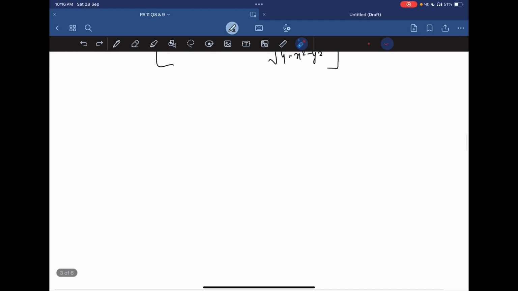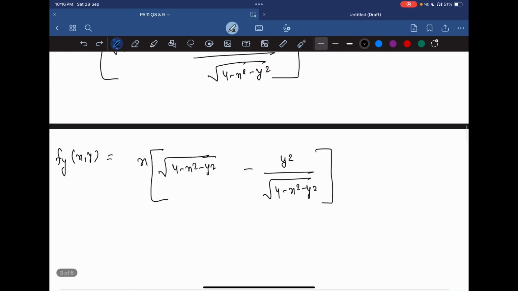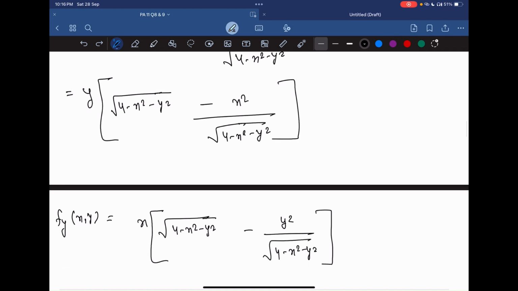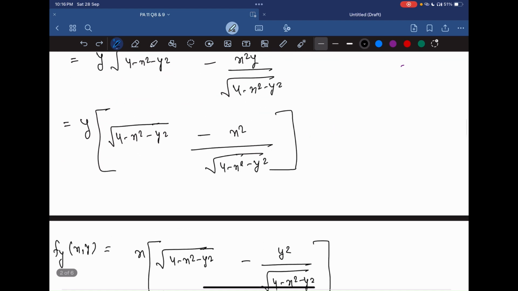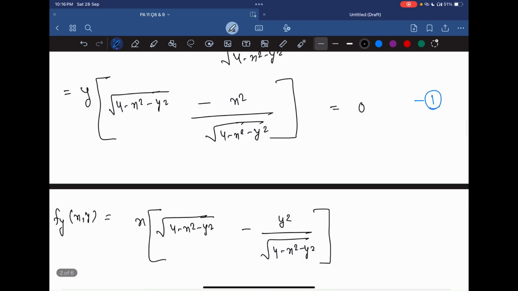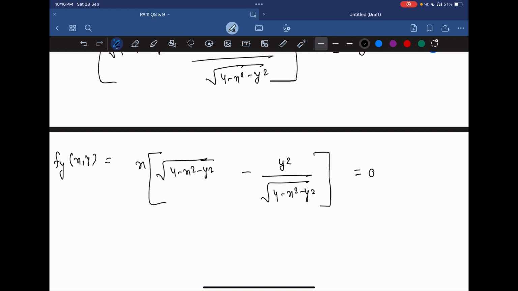So with that in mind, let's equate these two partial derivatives to 0. If we are neglecting the case that y is equal to 0, that means the inside quantity has to be 0. So let's first write this as equal to 0. This is equation 1. And if we equate this to 0, then this is equation 2.